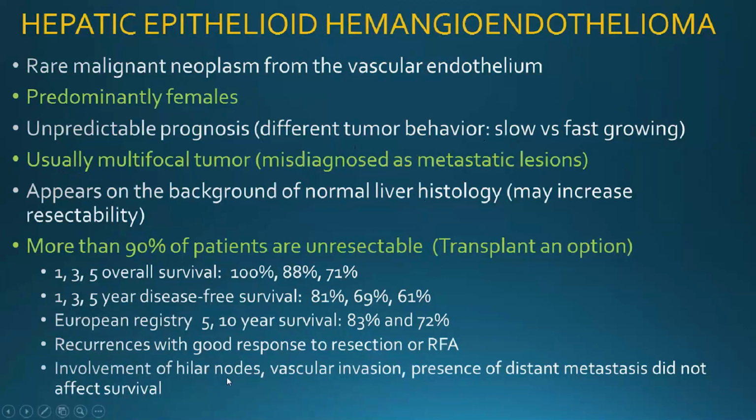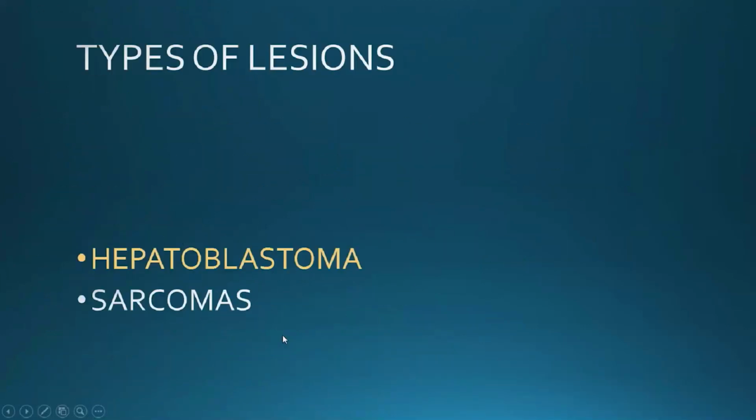Even at the time of transplant, if we have involvement of hilar nodes or vascular invasion, these do not preclude patients from getting a liver transplant. Even in the presence of lung lesion, we can transplant this patient and then go ahead and treat the lung lesion. So this is a very slow-growing tumor, and transplantation is indicated for the tumor.